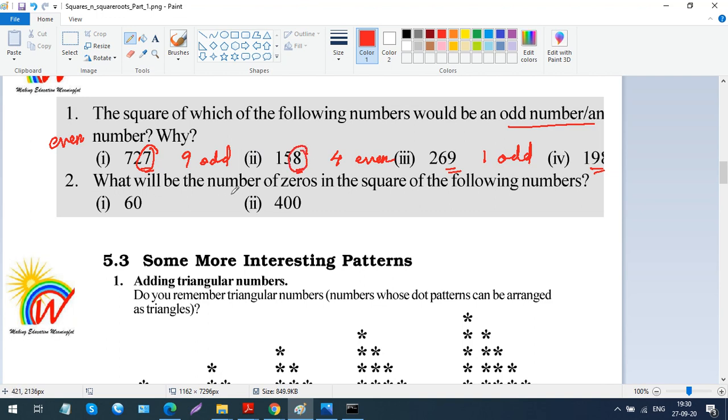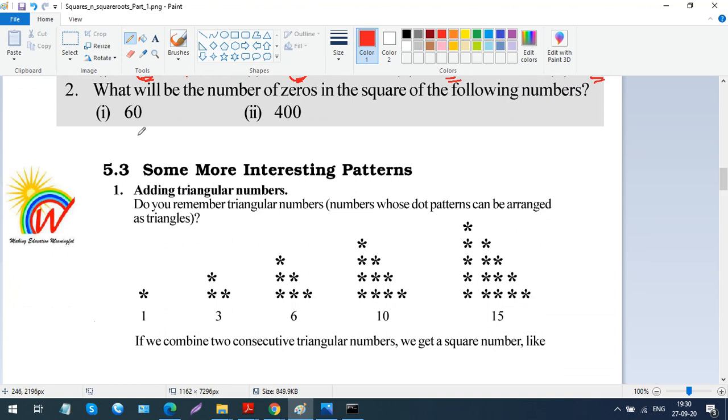Okay. Now come to this. What will be the number of zeros in the square of the following numbers? When you are squaring a number, let's say 60 square, how do you multiply this? You get 60 into 60, right? There are 2 60s, so 2 zeros. Understood? They are asking how many zeros you will get. So you will get 2 zeros over here.